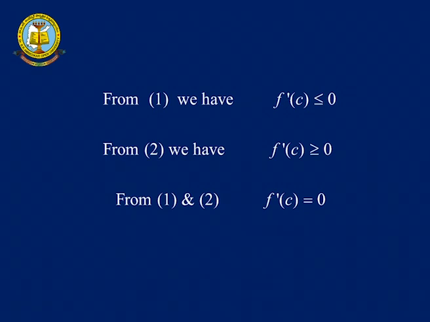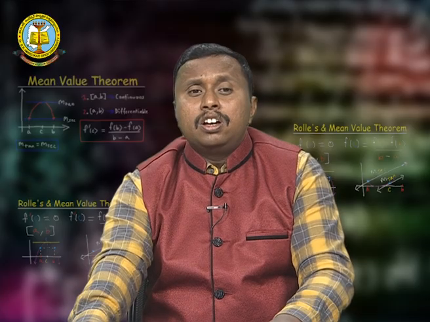So from the first we have f dash of c less than or equal to 0, and from the second we have f dash of c greater than or equal to 0. Observe in the two cases, the first one is less than or equal and the second one is greater than or equal. So what is the common point in both? That equal. So from 1 and 2 we can write f dash of c equal to 0. So this is Rolle's theorem.